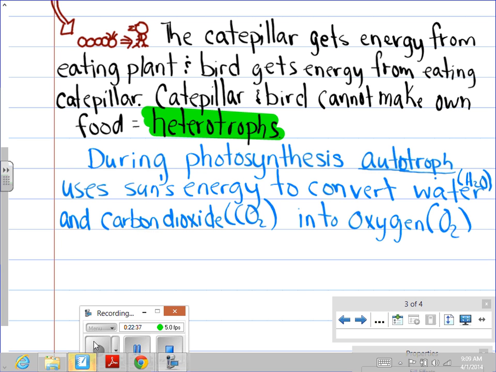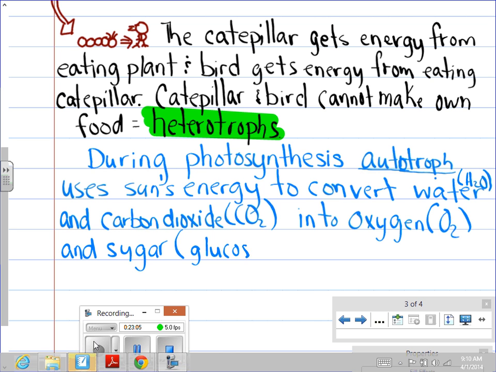Anyone else know what else they convert it to? What's that other thing that gives cells energy? It was one of your bonus questions on your quiz. It says this is used to give cells energy. What gives you energy? When do you start getting all crazy? Sugar. So they convert it into oxygen and sugar. The sugar is actually glucose.